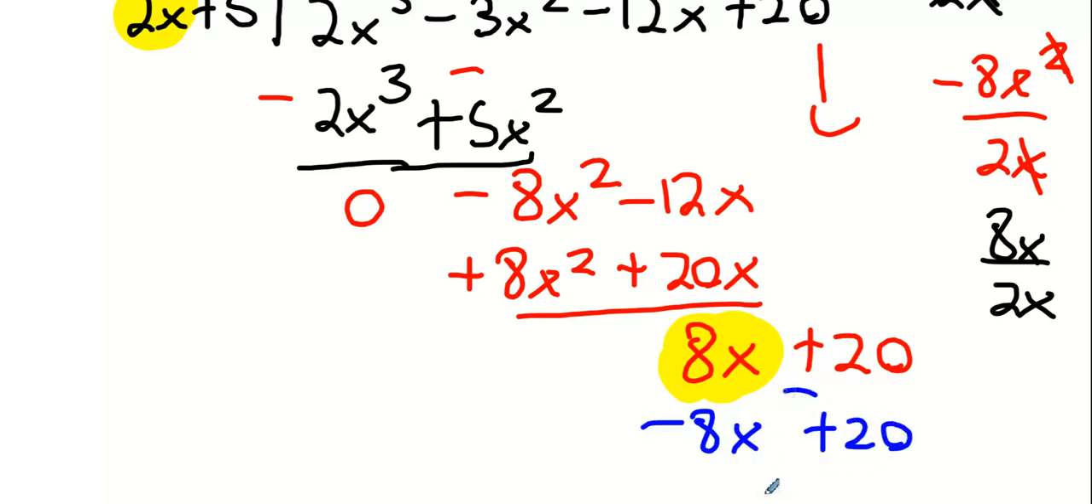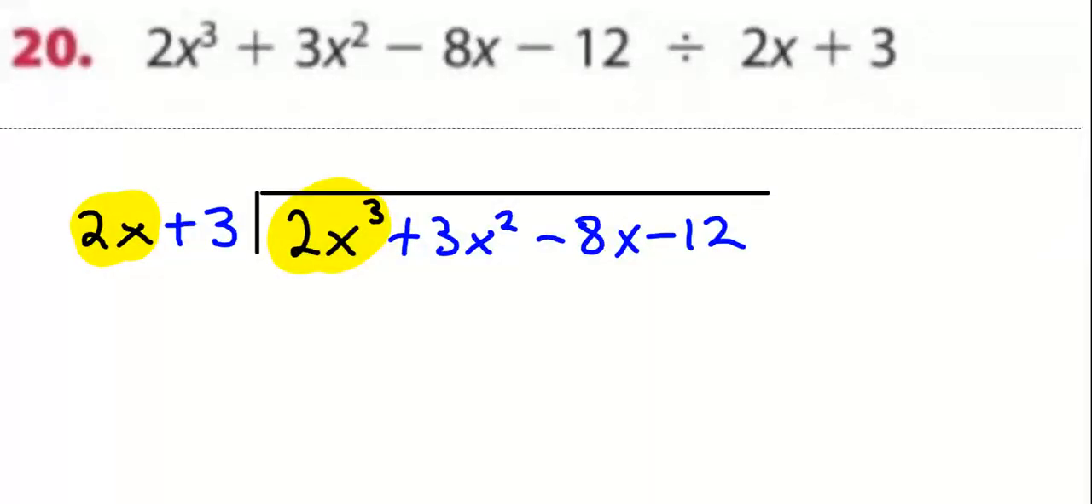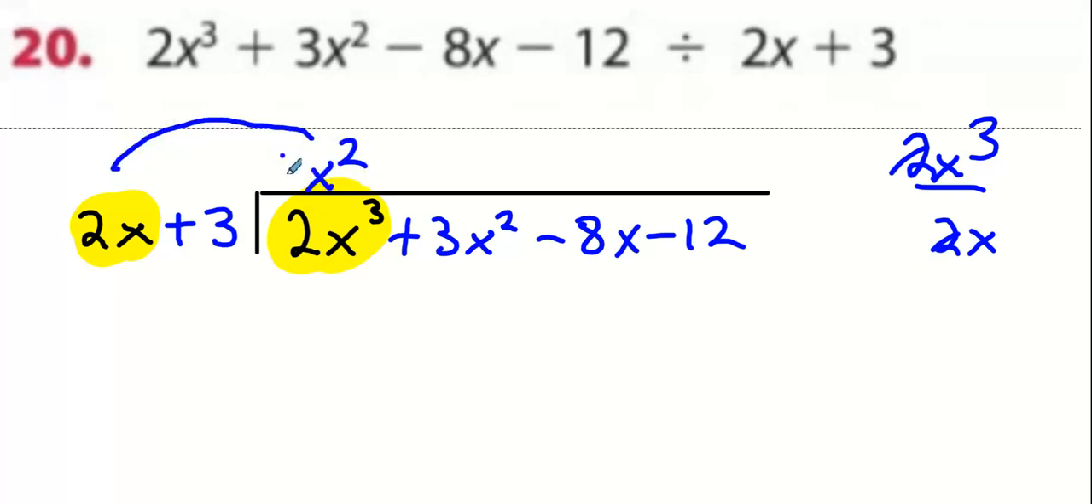Did anybody beat me to it? Anybody get the same? Anybody get the answer? x squared minus 4x plus 4. Yeah. So, Kane, what's the first step you do? And what do you get? Well done. What's the step after that? So once you multiply it, 2x cubed, yeah?